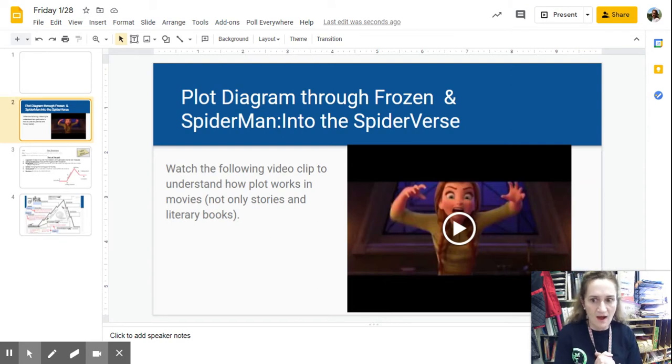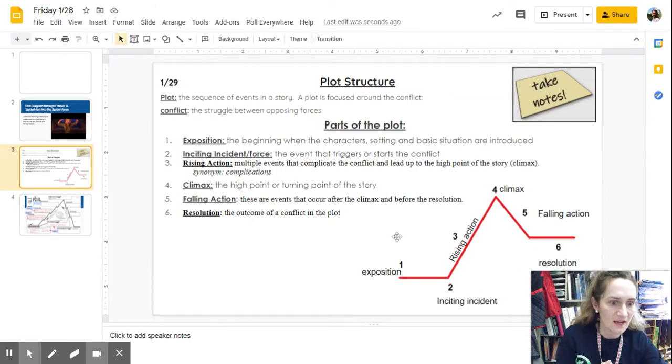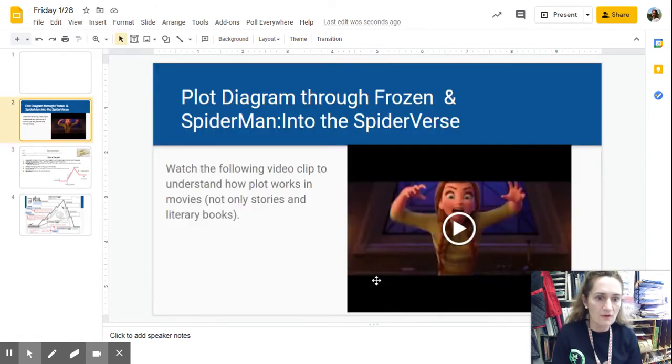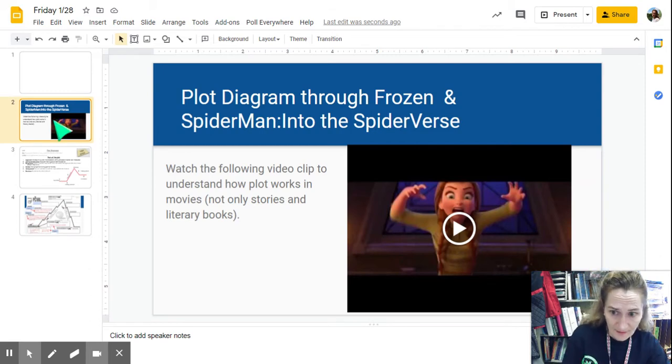On slide number 2, it's a fun little way to get introduced to the parts of plot, which are exposition, inciting incident, rising action, climax, falling action, and resolution. This video is great. It goes through all those pieces, but it does it with movies that you've seen, including Frozen 2. So watch that. That should take you about 5 minutes.